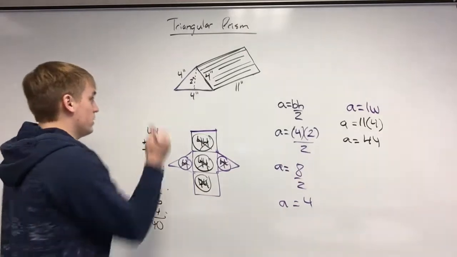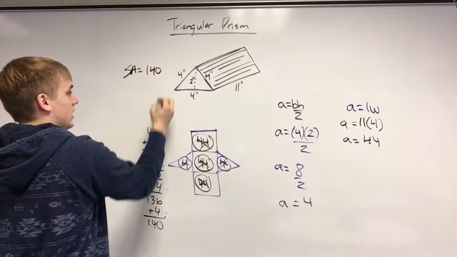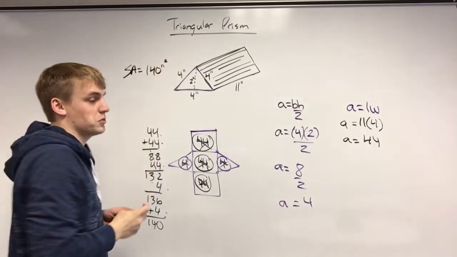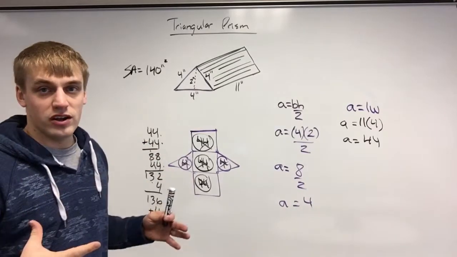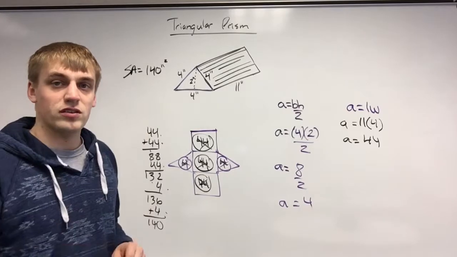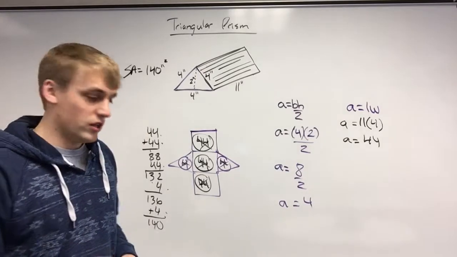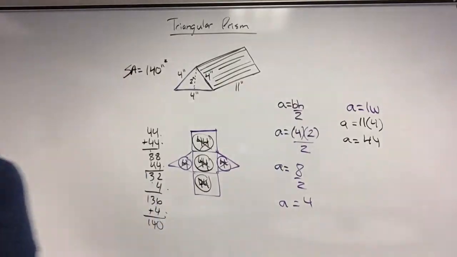So 140, so our surface area equals 140 inches squared because we're finding area. We're not finding volume of the three-dimensional shape. We're finding area, finding surface area. The amount of space that covers the three-dimensional object. Okay, let's try one more. Since triangular prisms can be a little bit tricky, let's try another one.